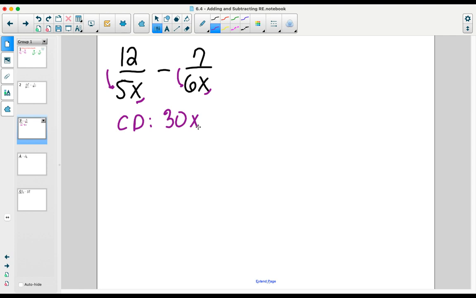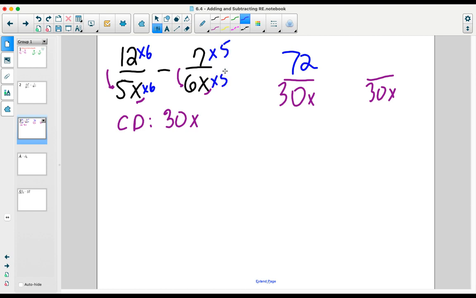These situations where you have two monomial denominators, it's really simple to come up with the common denominator. You do it for the numerical part, and then you do it for the variable part. Changing both of those fractions into denominators of 30x, we're going to multiply the first fraction by 6 in the numerator and the denominator to get 72. And we're going to multiply the second fraction by 5 and get 35 as the numerator of the second fraction.